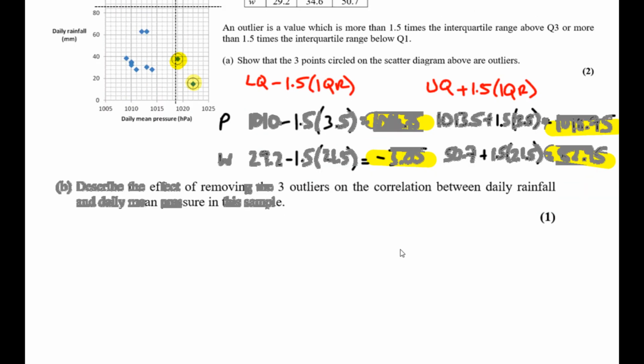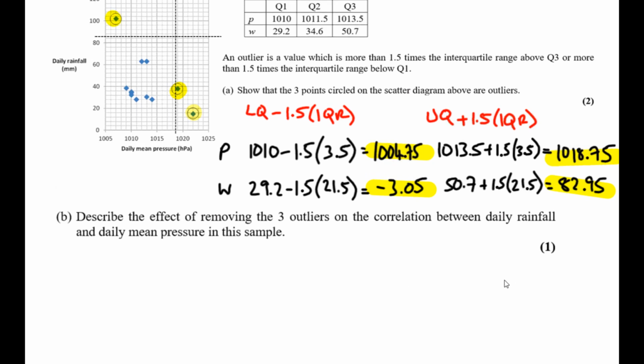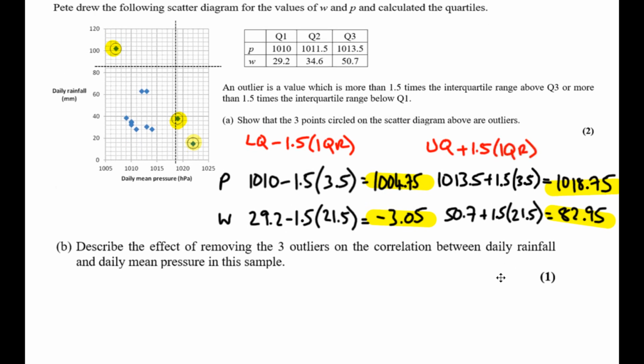Okay, moving on. Describe the effect of removing the 3 outliers on the correlation between daily rainfall and daily mean temperature in this sample. Okay, so just referring back to the graph we were looking at, previously it did seem like there was some negative correlation, weak negative, as there's a lot of them quite far away from what would be a line of best fit. But without those circled points, the few that we're left with make a sort of cluster. There doesn't seem to be any correlation here at all.